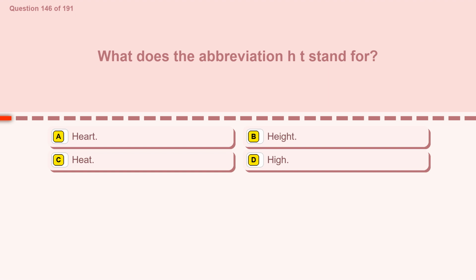Question 146. What does the abbreviation HT stand for? Option A, heart. Option B, height. Option C, heat. Option D, high.